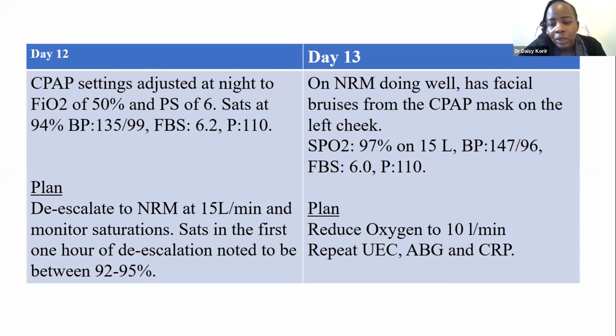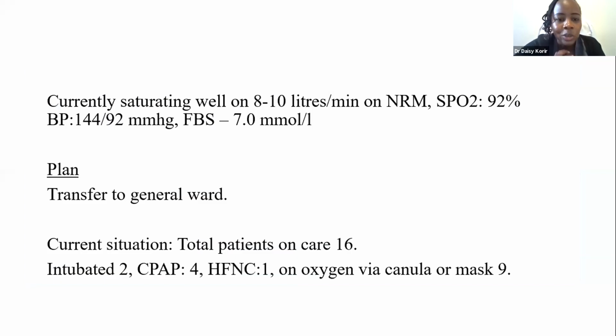On day 13, he was still on NRM doing well, but had developed these facial bruises on both cheeks, especially the left cheek, from the CPAP mask. Saturations were at 97 on 15 liters, blood pressure was 147/96, fasting blood sugar 6, pulse rate of 110. So the oxygen was reduced to 10 liters per minute, and lab works were repeated. So currently this patient is doing well on 8 to 10 liters per minute on NRM. SpO2s are 92, BP of 144/92, and fasting of 7.